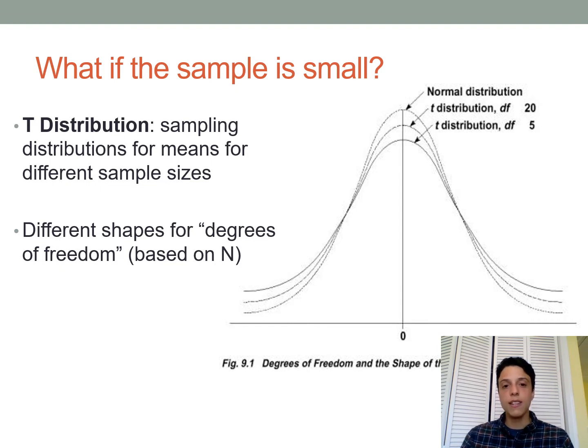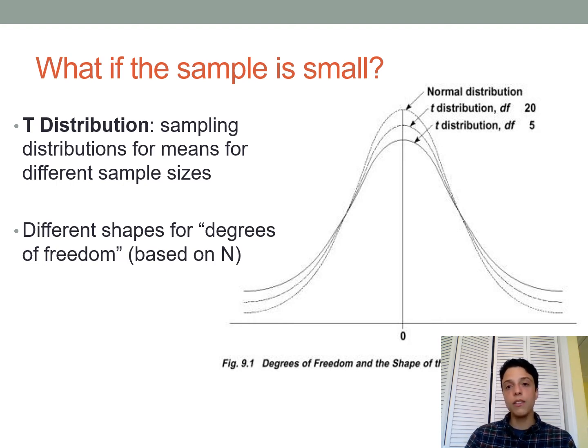Another way of saying this is that they have different shapes for different degrees of freedom. And when you're using one sample to calculate a confidence interval, the degrees of freedom are very closely just based on n. So you can calculate degrees of freedom by just subtracting 1 from whatever your sample size is, which you're not going to have to actually calculate here. That's just where they come from.